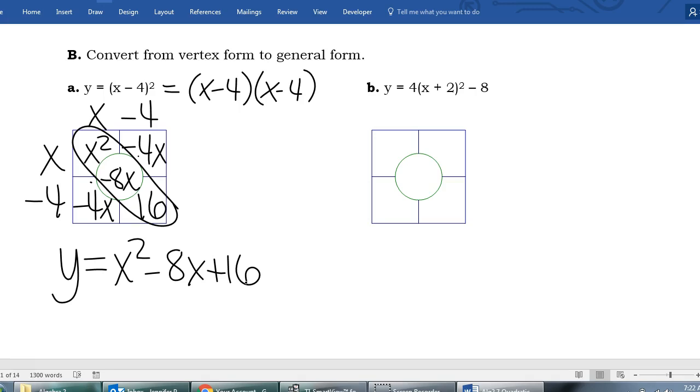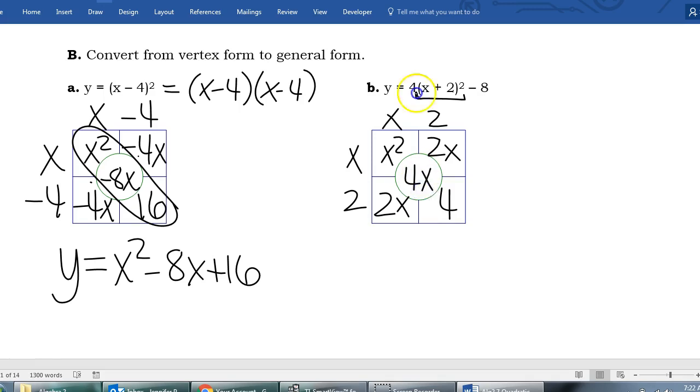Part B is a little more complicated, but it's going to start out the same way. We only really use the box to help us distribute and get rid of the parentheses. So we're only going to use the x plus 2 squared in the box. We have 2 sets of x plus 2. We're going to multiply for all of our squares, x times x, 2 times x, 2 times x, 2 times 2. For our center circle, we're going to combine like terms. 2x plus 2x is 4x.